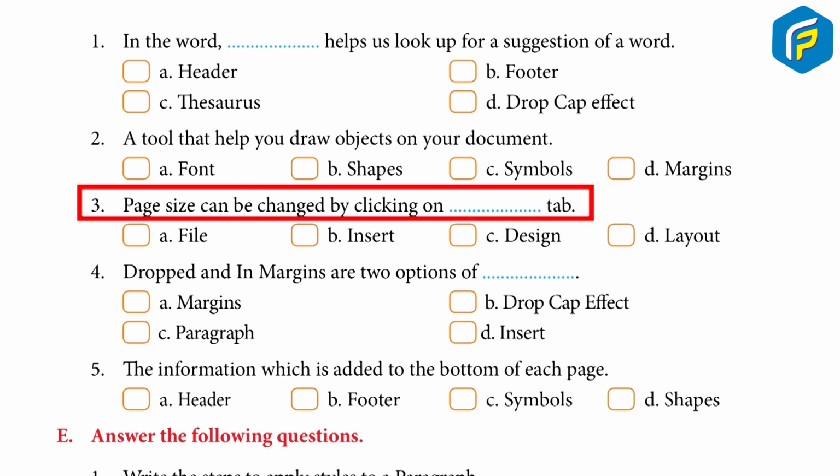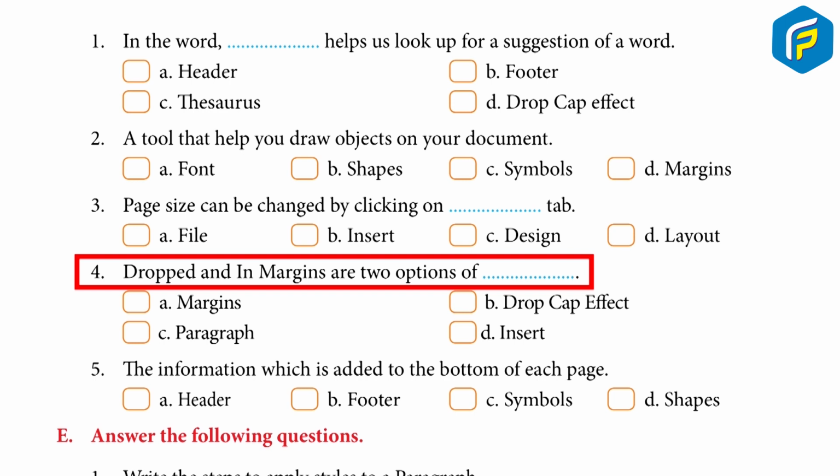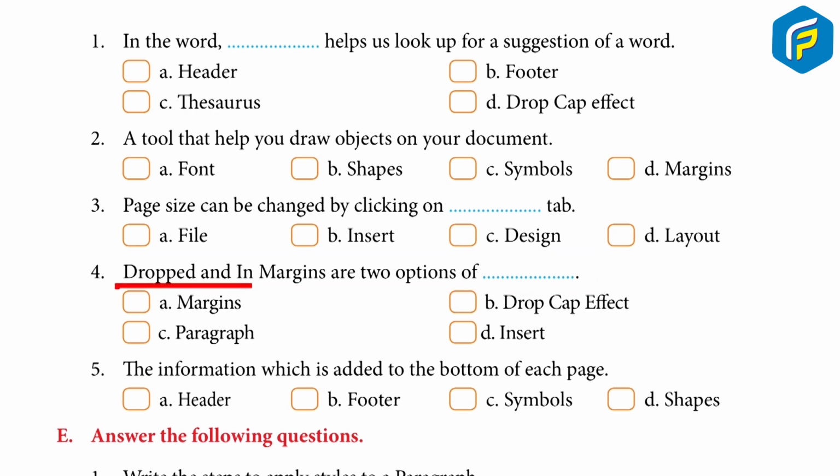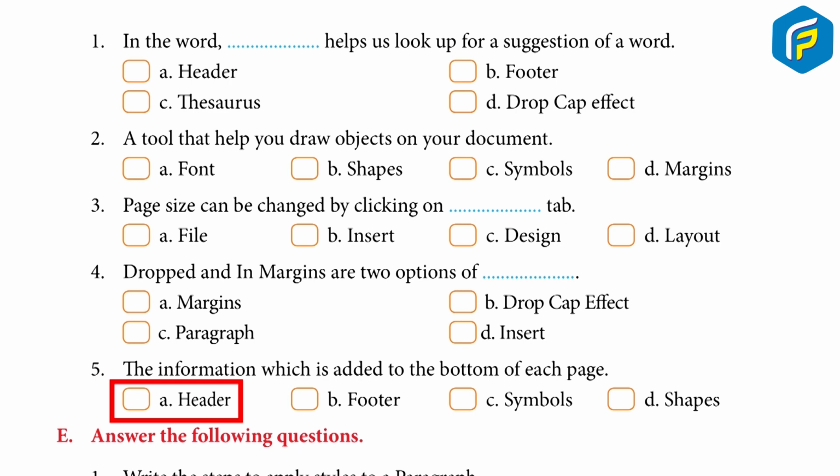3. Page size can be changed by clicking on dash tab. A. File. B. Insert. C. Design. D. Layout. Answer: layout. 4. Dropped and in margins are two options of dash. A. Margins. B. Drop cap effect. C. Paragraph. D. Insert. Answer: drop cap effect. 5. The information which is added to the bottom of each page. A. Header. B. Footer. C. Symbols. D. Shapes. Answer: footer.